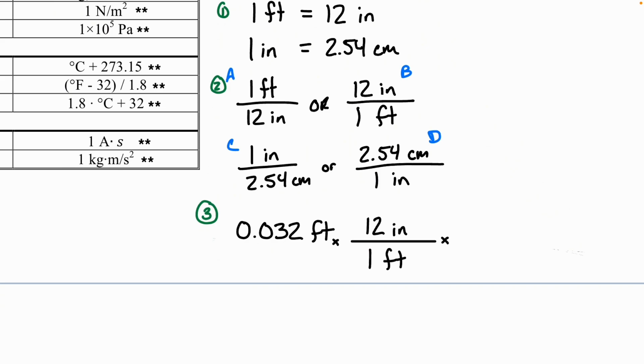If I stopped here, I'd be in inches, but again, the whole name of the game is to get to centimeters, so I'm going to make one more jump using which one of my conversion factors, A, B, C, or D? Now I'm going to use D so that inches cancel out. And I'm left with centimeters. Okay, so punch that into my calculator.